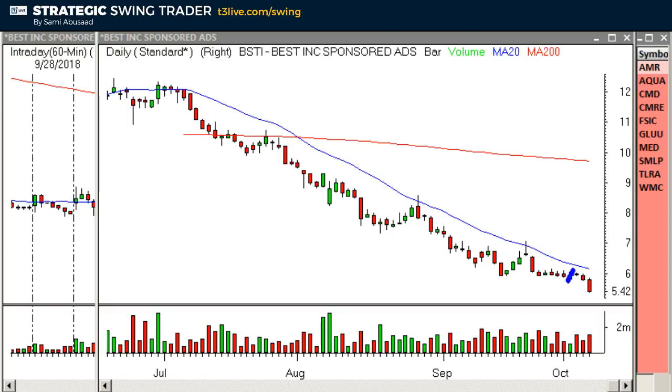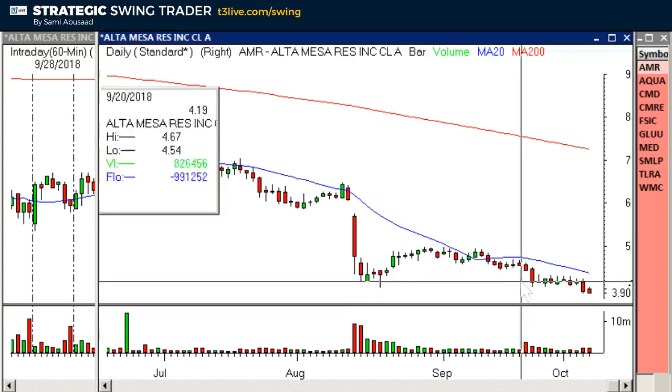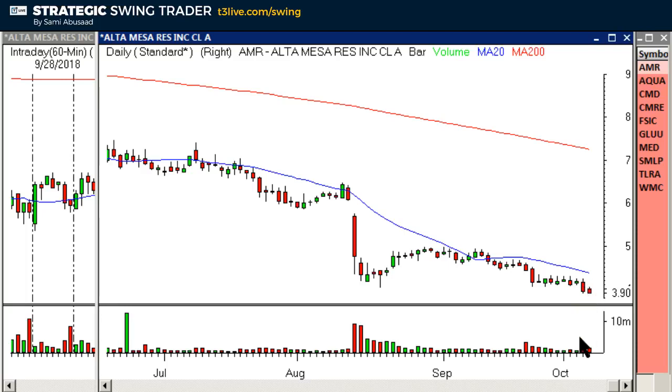It actually triggered by a few pennies. Didn't go right away, but Friday it broke down nicely. So the NWL and the BSTI, those are a little late. Something similar would be the AMR. Okay, popped here, came back down to the lows, based at the lows, and then a breakdown.